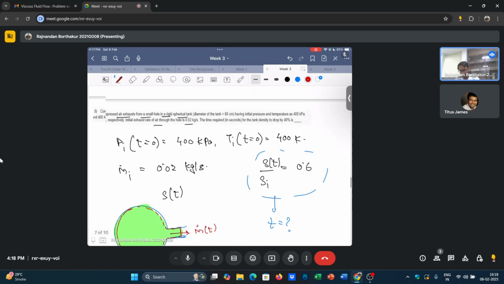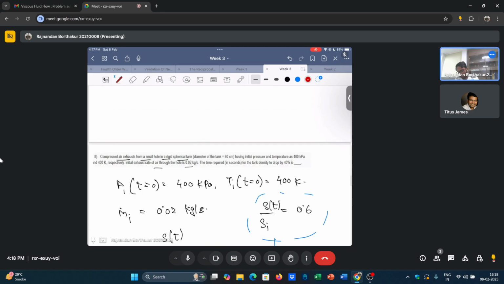So what they're saying is the time required for the tank density to drop by 40%. By 40% means initially it was 100%. Your density has now dropped by 40%, meaning that your current value of density is 0.6. Basically, you have a 60% density with respect to the initial density. Understand that, right?